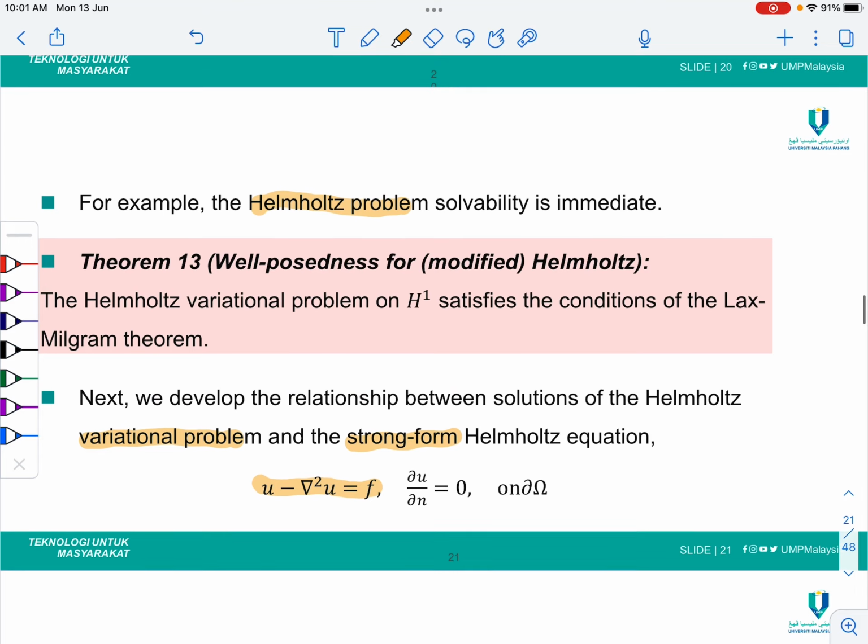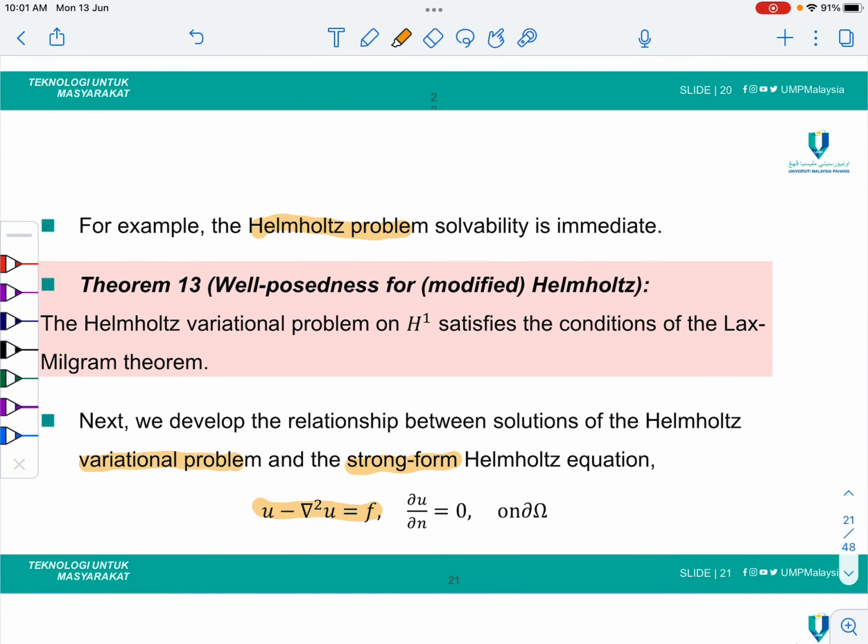The Helmholtz equation is given by u minus the Laplacian of u equals f, and the normal derivative ∂u/∂n equals 0. This is the condition on the boundary. The nice thing is that all the techniques we just used to show solvability and stability for finite element discretization can be applied to the variational problem for the PDE itself.